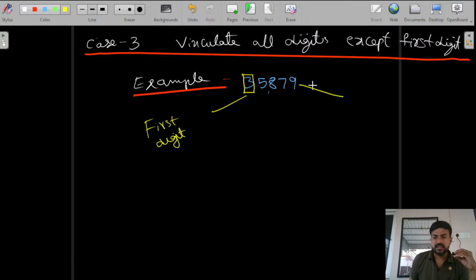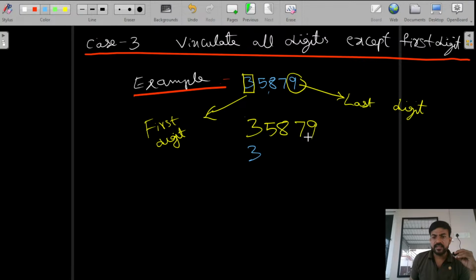This is the last digit. You should not forget that. Okay. Now 3 5 8 7 9. You have to leave 3 like that. You have to vinculate the remaining parts. All from 9, last from 10. 10 minus 9 bar 1, 9 minus 7 bar 2, 9 minus 8 bar 1, 9 minus 5 bar 4.